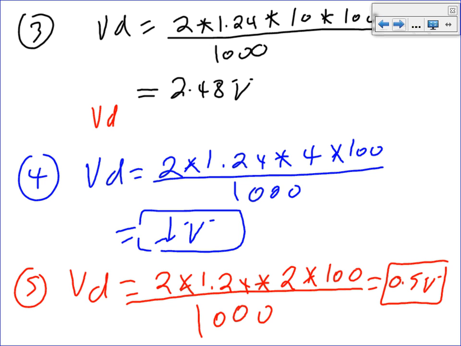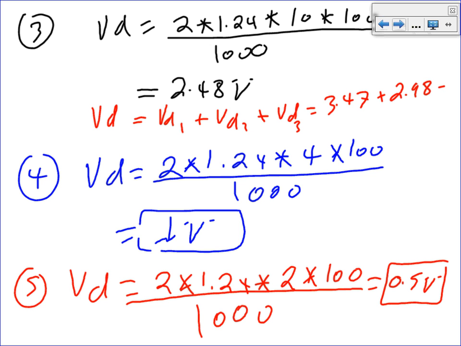Voltage drop right here equals voltage drop 1 plus voltage drop 2 plus voltage drop 3. I want you guys to give me, if you don't mind, the 1, 2, and 3. Was it 3.47 plus 2.98 plus 2.48 equals 8.93? How much? 8.93 volts.